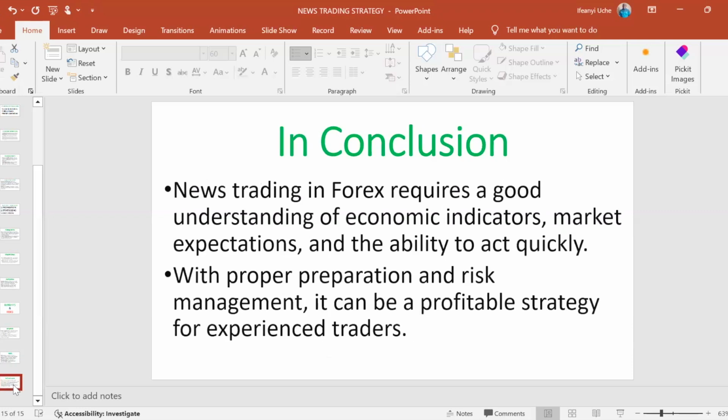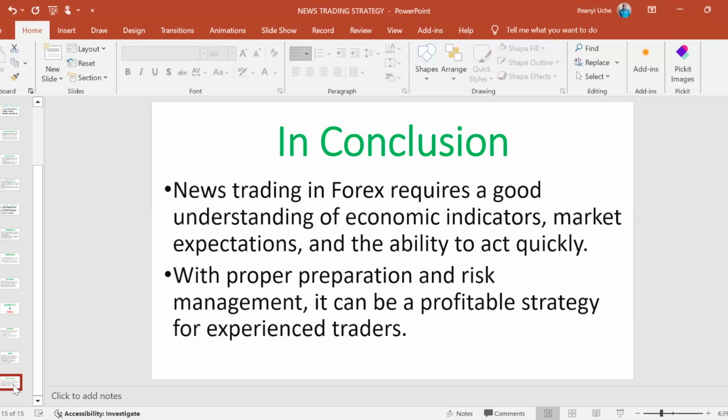So in conclusion on this, news trading requires a good understanding of economic indicators, market expectations, and the ability to act quickly. But with proper risk management, it can be profitable. It can be a profitable trading experience for you.